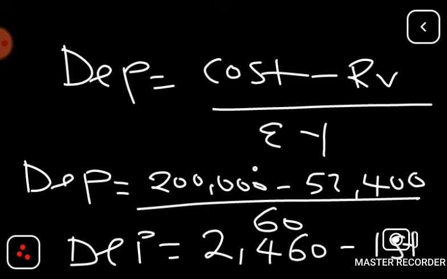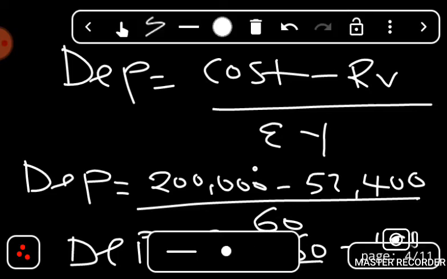So this is the first year, meaning that since this is straight line, every year your depreciation will be 2,460. So meaning that this value, the cost of this building, will be reducing every year by 2,460 kwacha every year. That's what this value means.